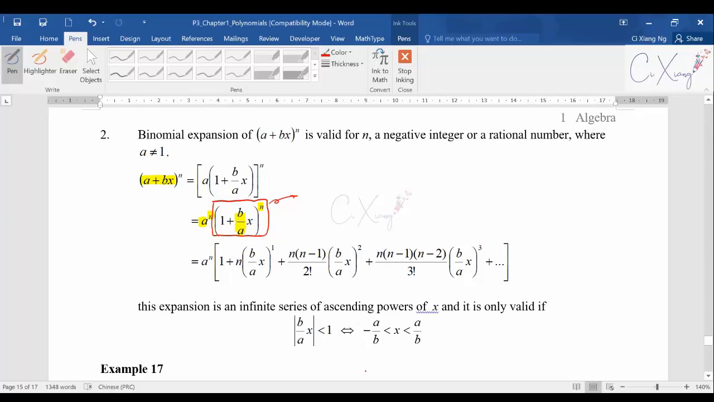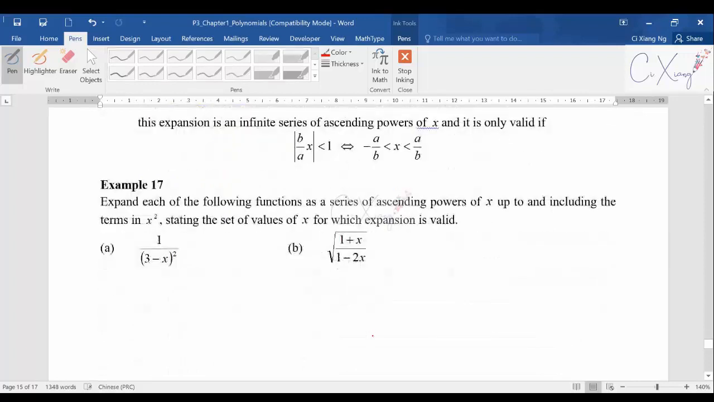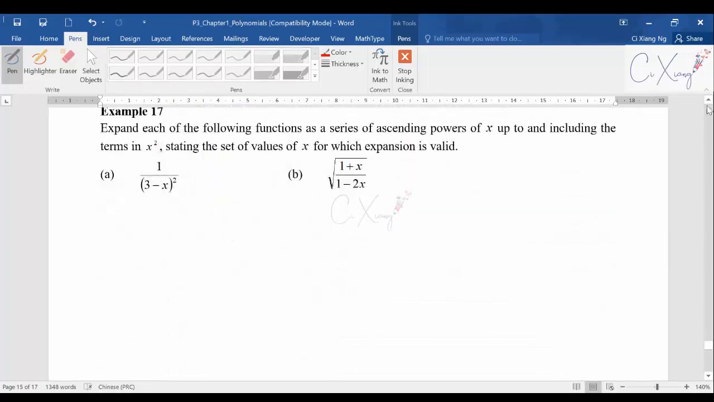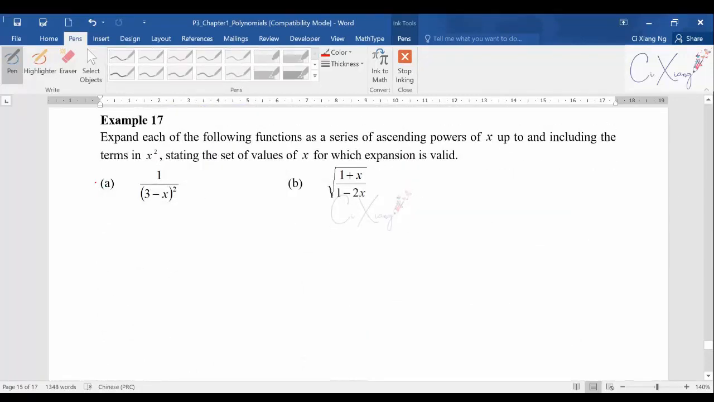I will show you one example here also. For example 17, I will try part A. Part B, you try yourself, but part B is not related to what we discussed on top. So you just try first. Although it's a bit complicated, you try first. And then maybe you can practice this by trying out some other tutorial questions. So I will start with part A.